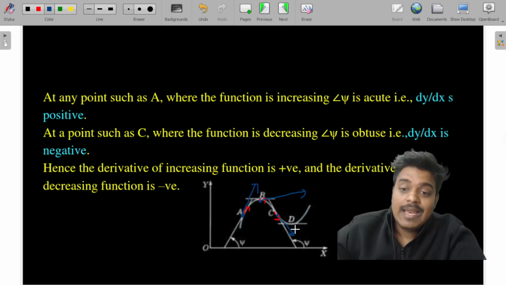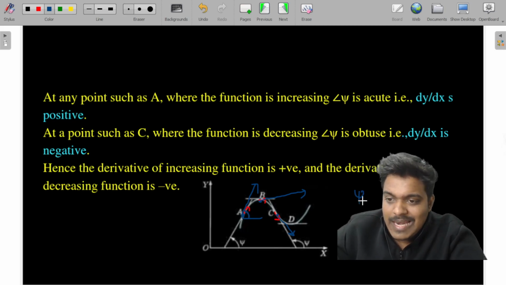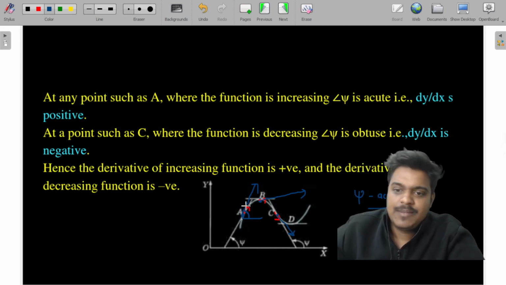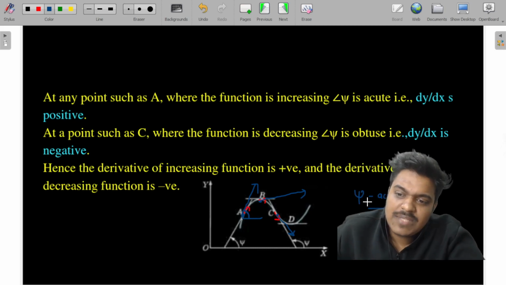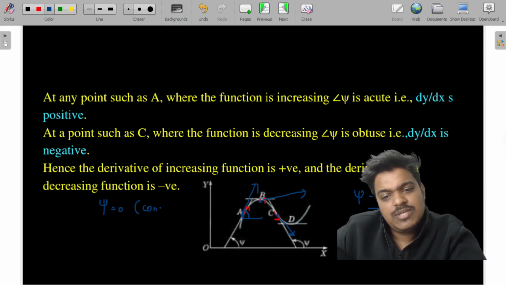Okay sir, definitely. Now can you see that this tangent is making an angle psi with the x-axis? Now we know this is acute. If the angle is acute, the tangent is obviously going upwards. If this value of psi is acute, the tangent is going upwards. If the value of psi is equal to 0, it means the function is constant.